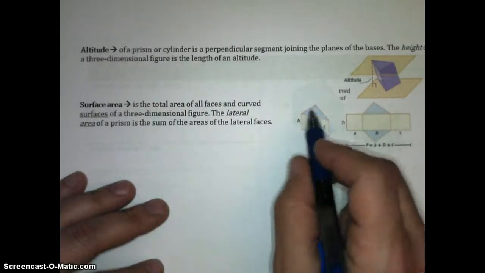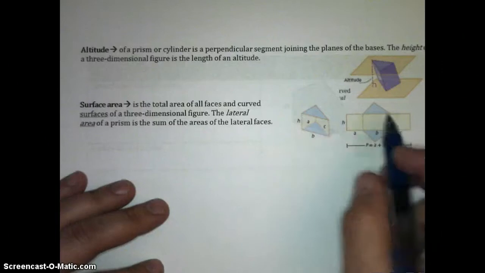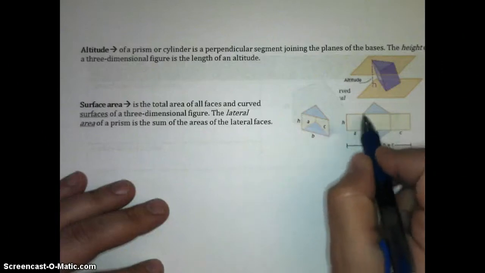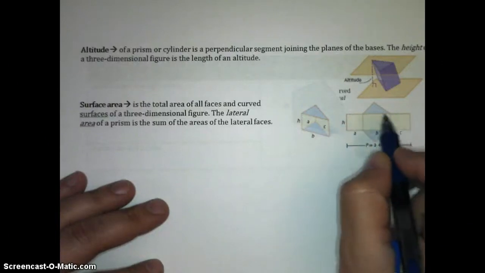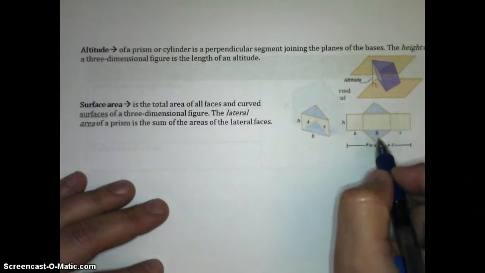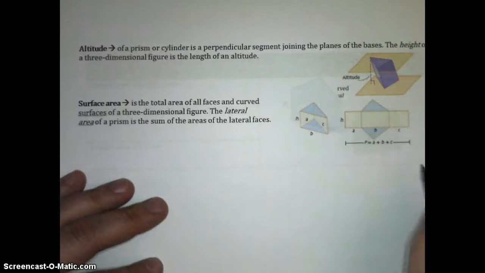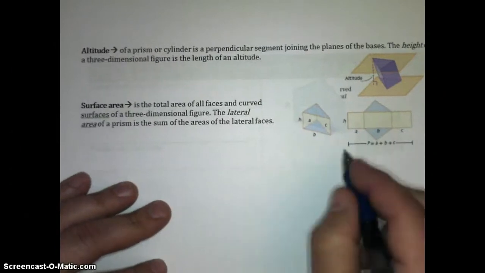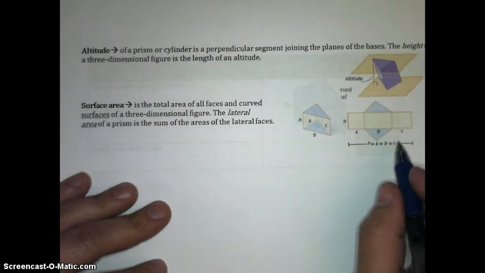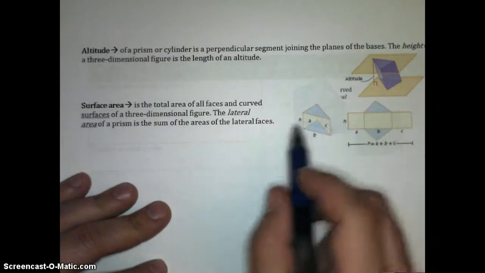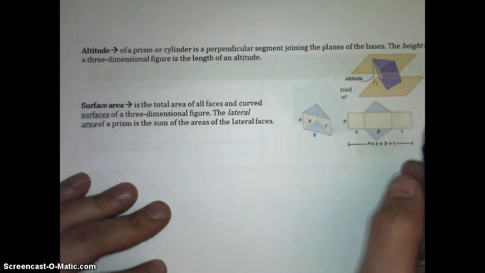So if I were to take this triangular prism and make the net, the lateral area is only these yellow highlighted parts, not including the area of the bases. The total surface area just adds in the area of those bases. So this kind of helps you see how we derive the formula for our surface area formula.